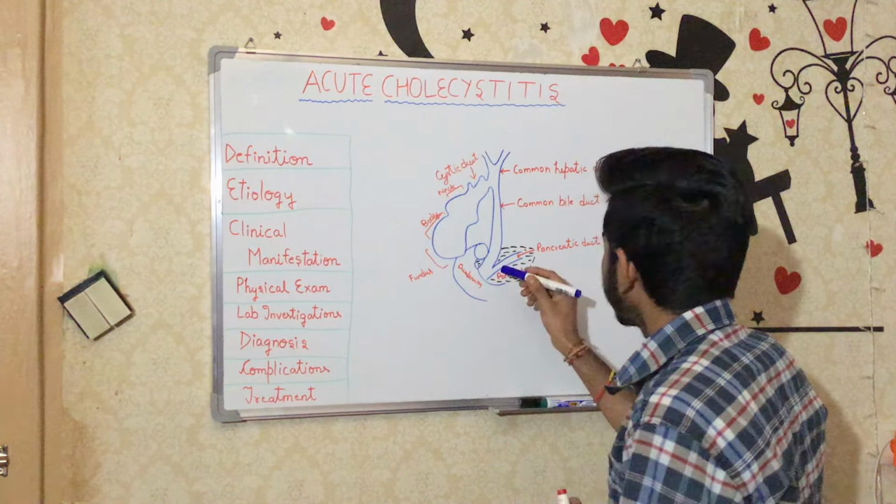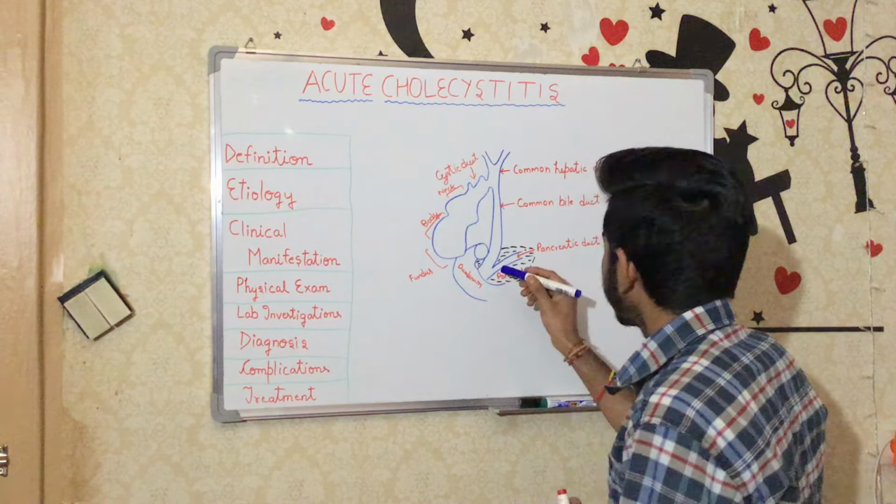Now, our gallbladder is the place where the excessive bile is stored. Our liver makes the bile, and the function of bile is the digestion of food. So our liver produces the bile, and the excessive bile will come through the common hepatic duct, go through the cystic duct, and be stored in the gallbladder.